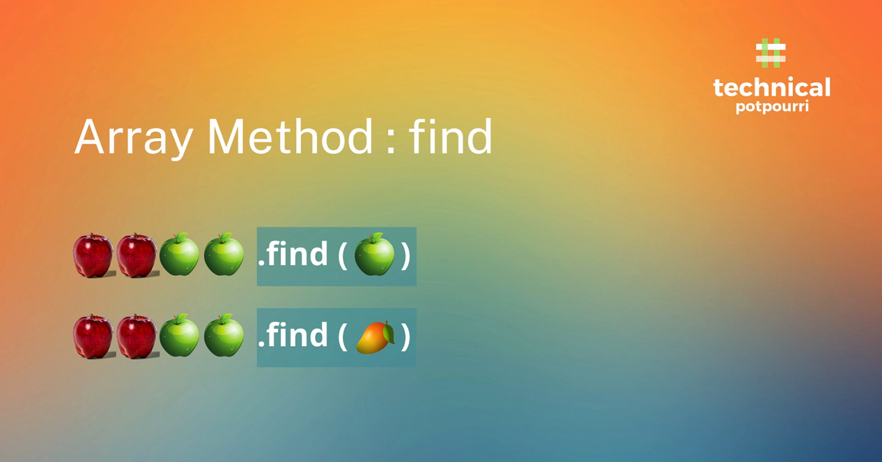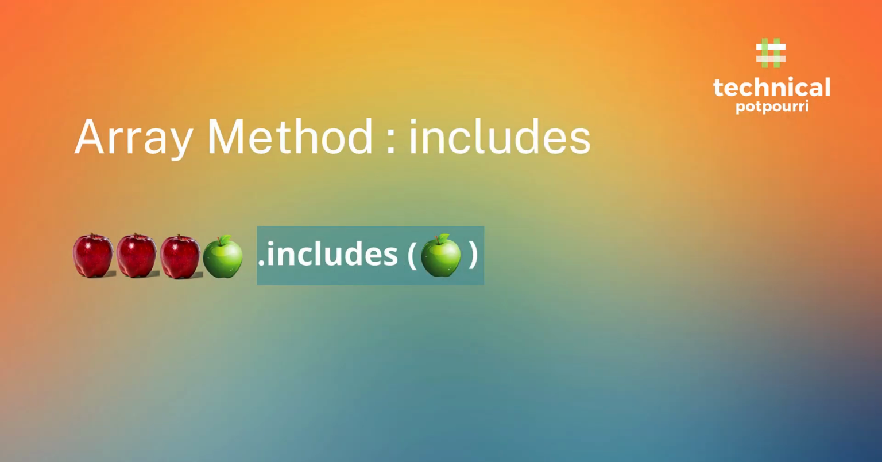Let's talk about the find method. This method will return the value of the first element which satisfies the condition. Otherwise, it will return undefined. So I have 2 lines here. In the first line, I have 2 red apples and 2 green apples, and I'm trying to find out the green apple. In the second line, I again have 2 red apples and 2 green apples, and I'm trying to find out the mango. So what can be the output? As you can see, on the first line the output is green apple because there is a green apple. But in the second line, it's trying to find a mango, but there is no mango, so it will return undefined.